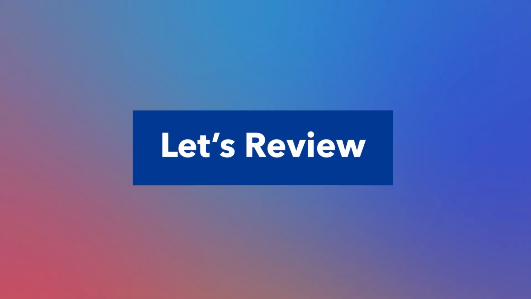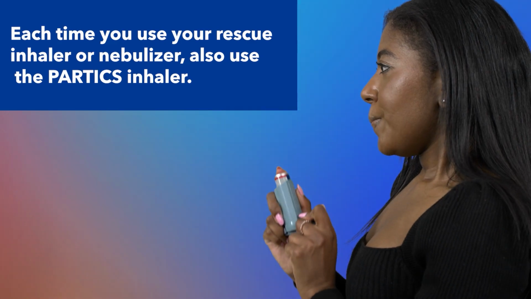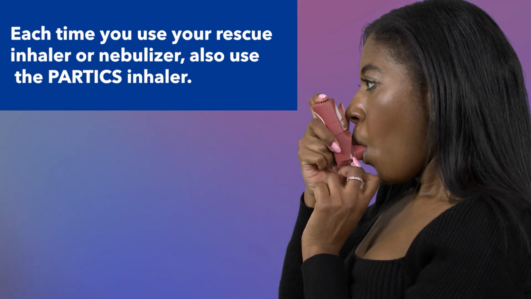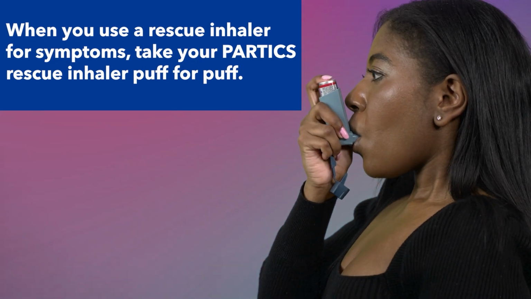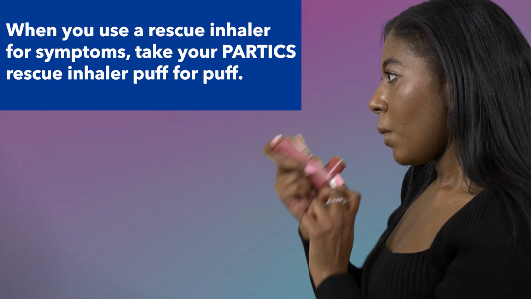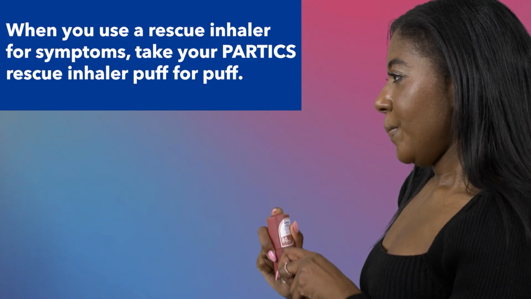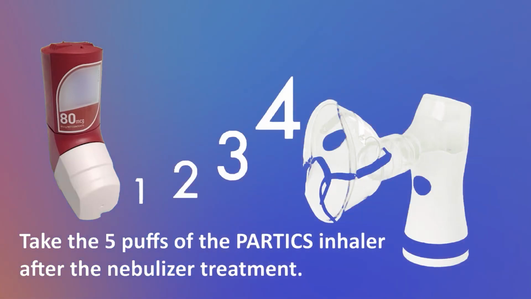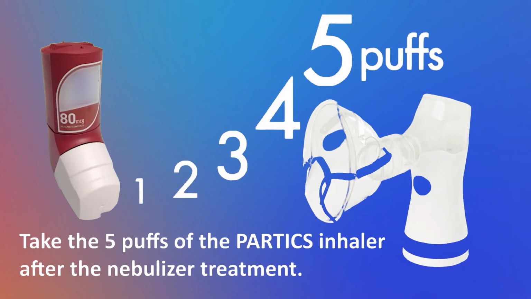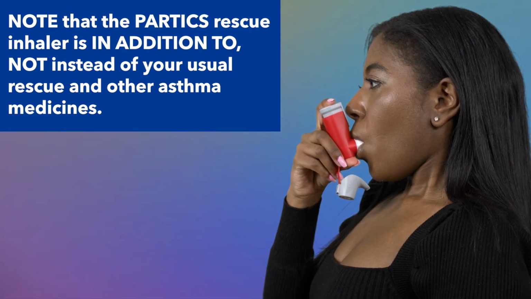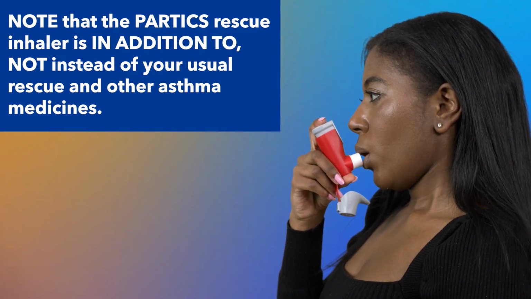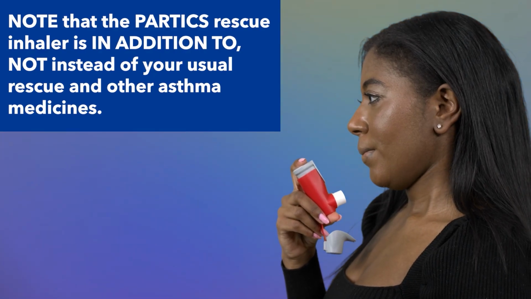So let's review. Each time you use your rescue inhaler or nebulizer, also use the PARTICS inhaler. When you use a rescue inhaler for symptoms, take your PARTICS rescue inhaler puff for puff. When you use a nebulizer for rescue, take 5 puffs of the PARTICS inhaler after you finish your nebulizer treatment. Note that the PARTICS rescue inhaler is in addition to, not instead of, your usual rescue and other asthma medicines. Continue your other asthma medicines as you have been taking them.